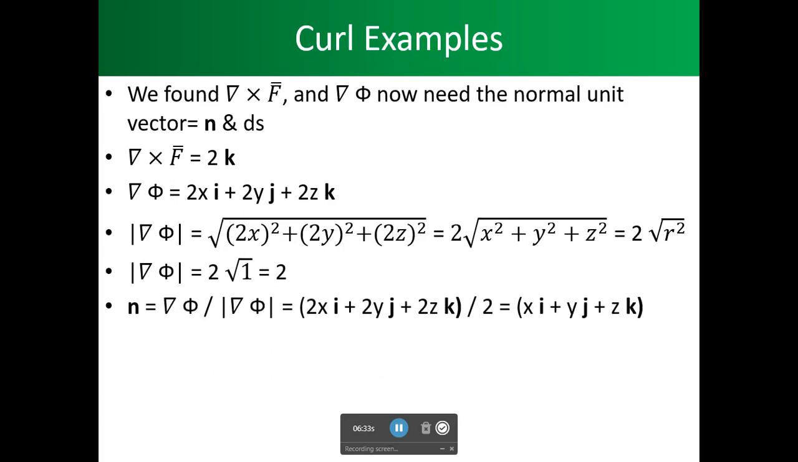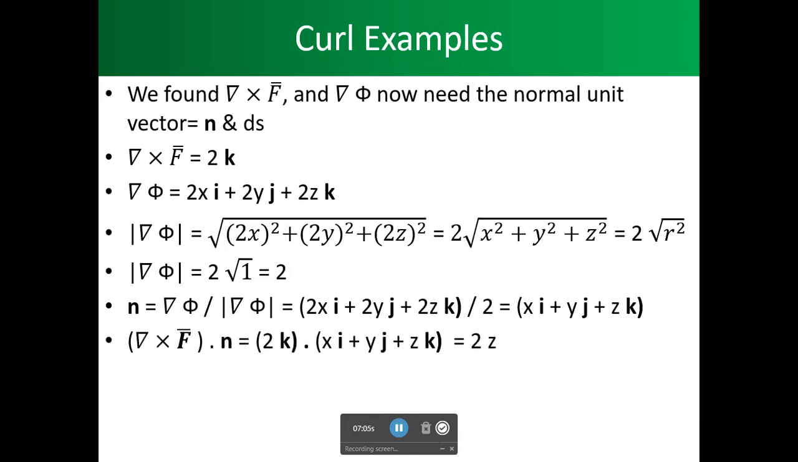So now we have our normal unit vector for our gradient. And all we're doing is dividing this by 2. That's all we're doing. If we divide this by 2, then they all cancel, and all we have is xi, yj, zk. Remember, we saw this originally. This was one of our first functions that we worked with.